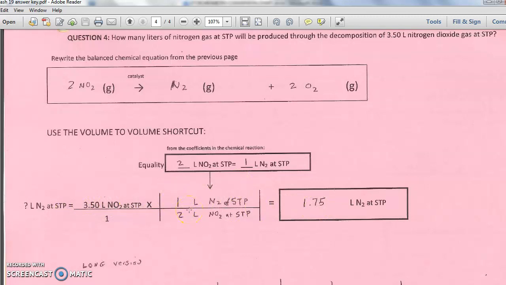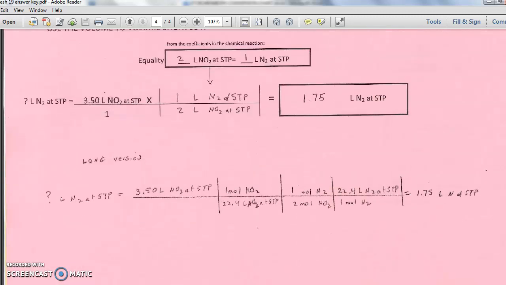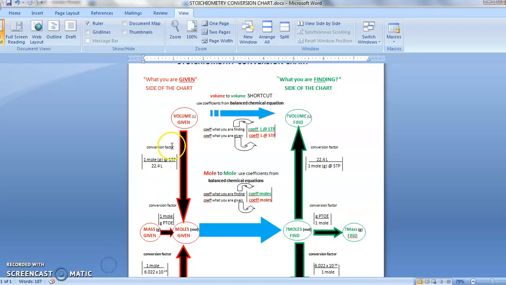But why does this shortcut work? Why can we just insert the coefficients, 2 on the bottom, that's the one we're given, 1 on top, 1 liter on the top? Why does this work? If we look at the long version, we can see why this works. Let's take a look at why. We go to our chart here.